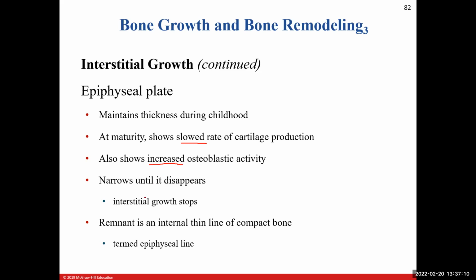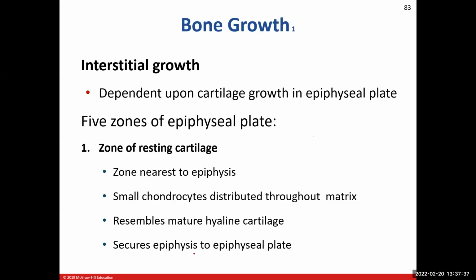So we'll see as you mature, the epiphyseal plate will start to get smaller and smaller. And then eventually, the interstitial growth will stop. We'll talk about certain factors that influence this. And then once all that interstitial growth stops, the epiphyseal plate will then fuse, and what we are left with, we call the epiphyseal line. And we've seen some of those in lab when we've been looking at some of our long bones.